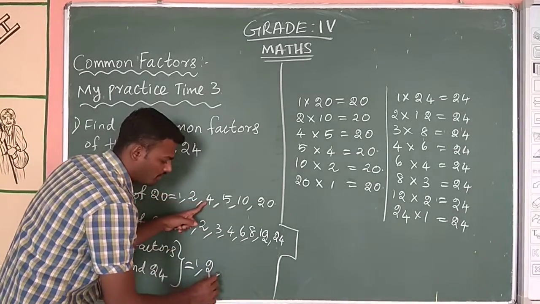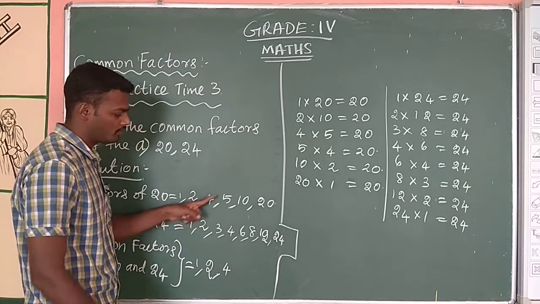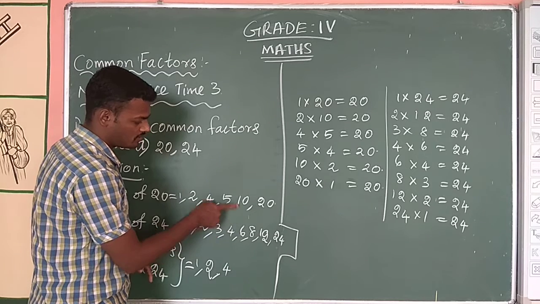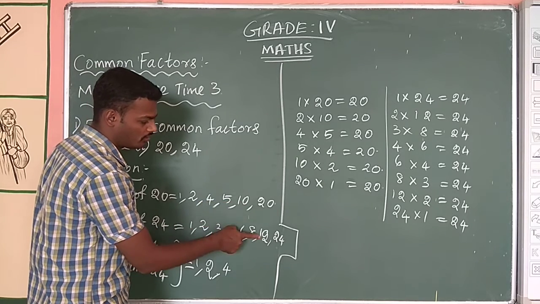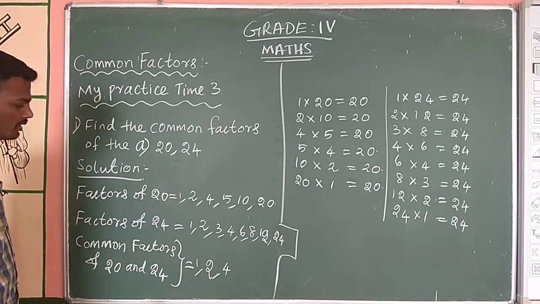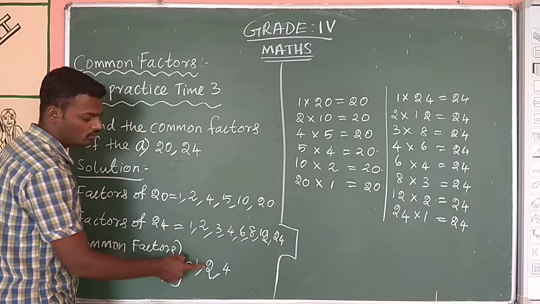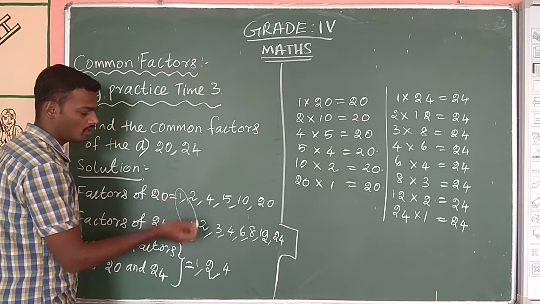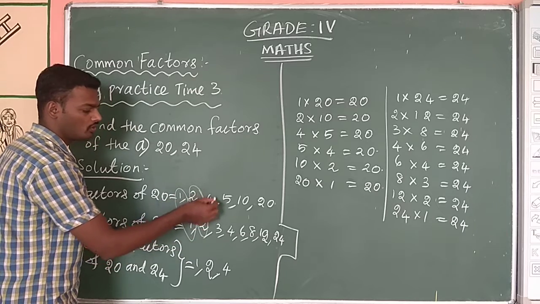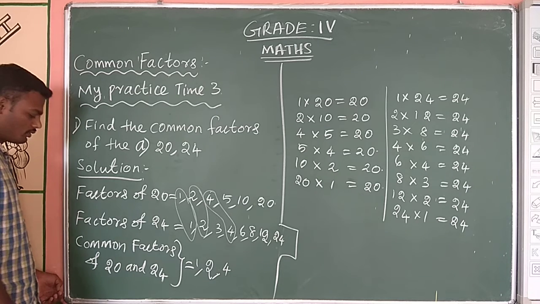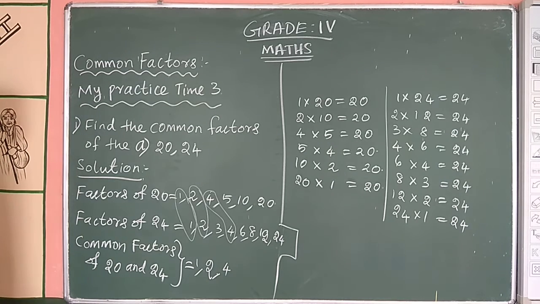4. So 4 is a common factor of 20 and 24. 5 is not here. Next one, 6 not here. 8 not here. 12 also not here. 24 also not here. So the common factors are 1, 2, 4. So common factors of 20 and 24 are 1, 2, 4.